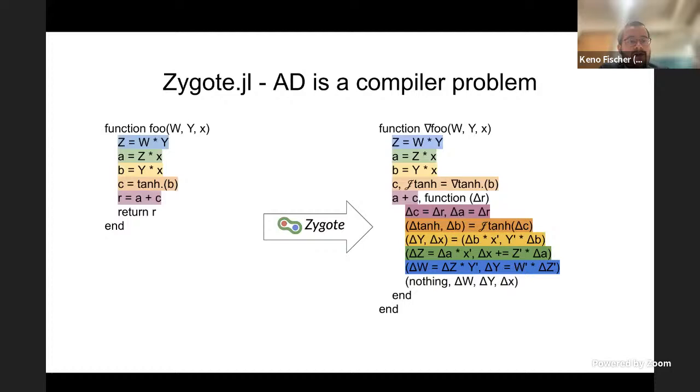So we have five statements. As I said, they map to five statements in the forward pass, and then in some sense they map to five other statements in reversed order in this closure.